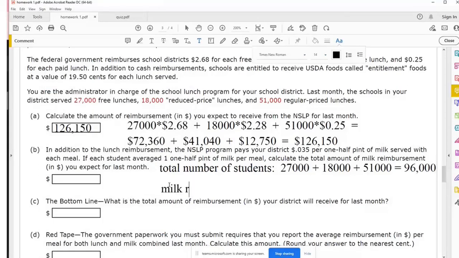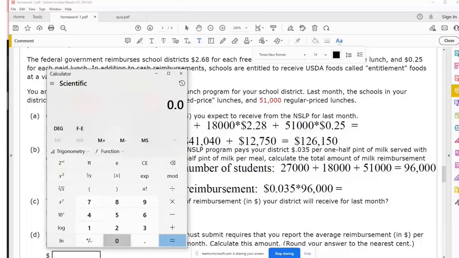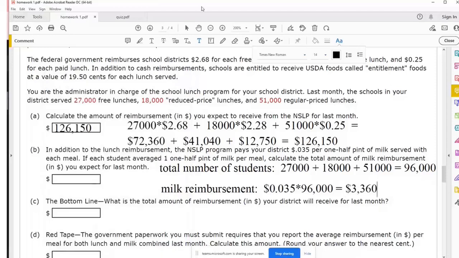Okay, so the milk reimbursement, you get 3.5 cents per student. 0.035 times 96,000. So we get $3,360 per student for milk. Sorry, not per student. We get $3,360 for milk total. We get 3.5 cents per student.